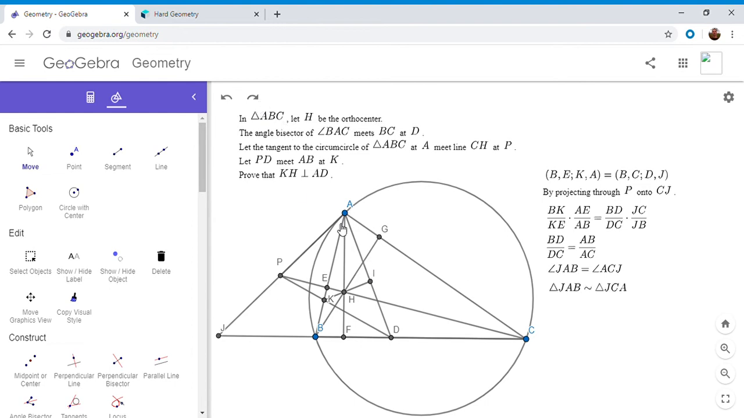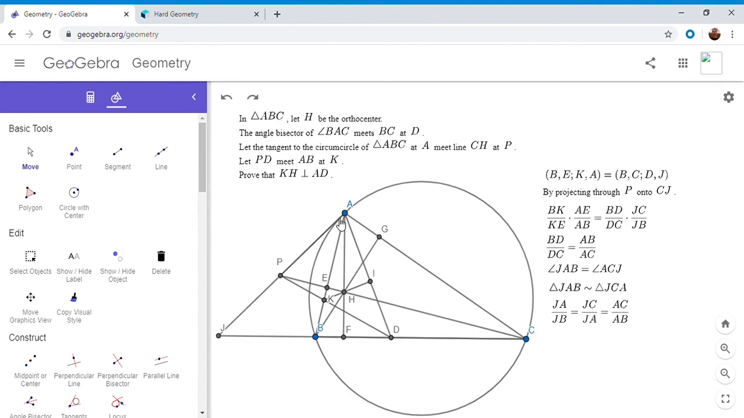So that means that triangle JAB has to be similar to triangle JCA because they both share one angle. JAB is ACJ, and they also both share this angle AJB. So those two triangles are similar, and so the ratios of their corresponding sides have to be similar. So JA is a side of triangle JCA, and JB is the corresponding side of triangle JAB. So JA over JB, those are two corresponding sides in the two triangles. And that has to equal JC over JA, because both of those are the longer sides in these two similar triangles.